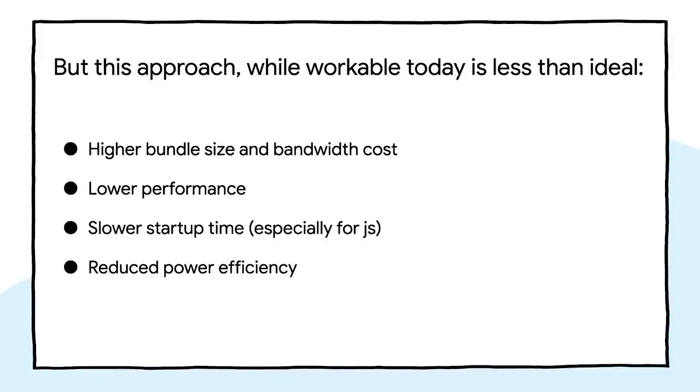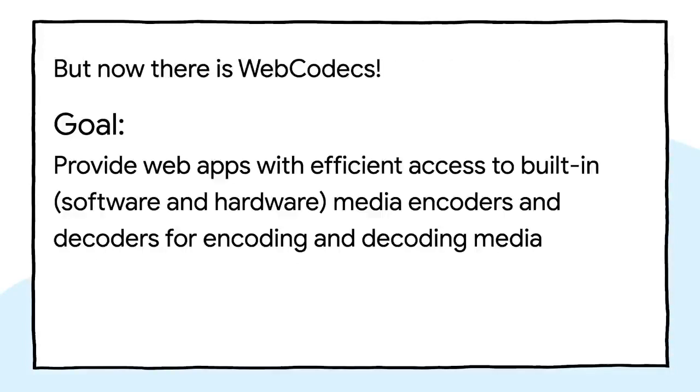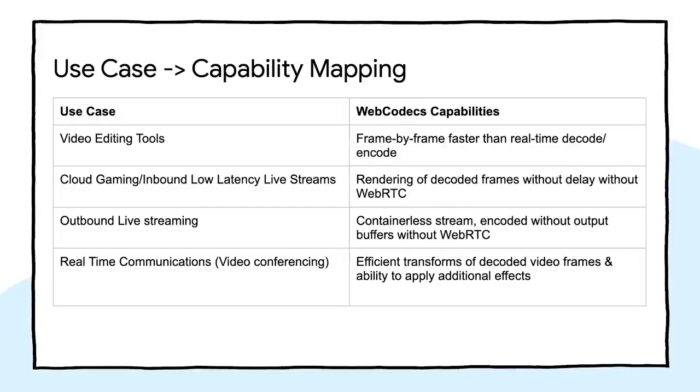Really, what you want is to avoid shipping these codecs altogether and just get the direct access that you need through the codecs that are already shipping as part of the browser. And that's exactly the goal of Web Codecs. In their own words, the goal of Web Codecs is to provide web apps with efficient access to built-in, both software and hardware, media encoders and decoders for encoding and decoding media. Web Codecs' main advantage is that it lets you get the direct access that you need to build your own systems on top of the basic codec access.